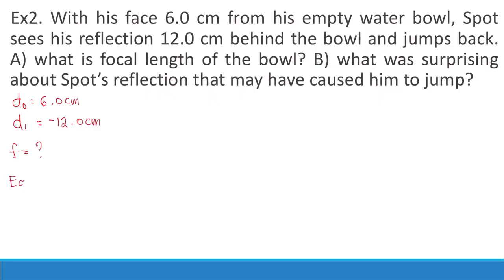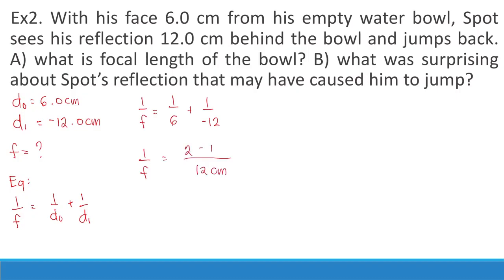Here, still, we are going to use the same equation. 1 over f is equal to 1 over dO plus 1 over dI. We have 1 over f is equal to 1 over 6 plus 1 over negative 12. So the LCD for this is 12. We have 2 minus 1 over 12 centimeters. So we have f is equal to 12 centimeters.